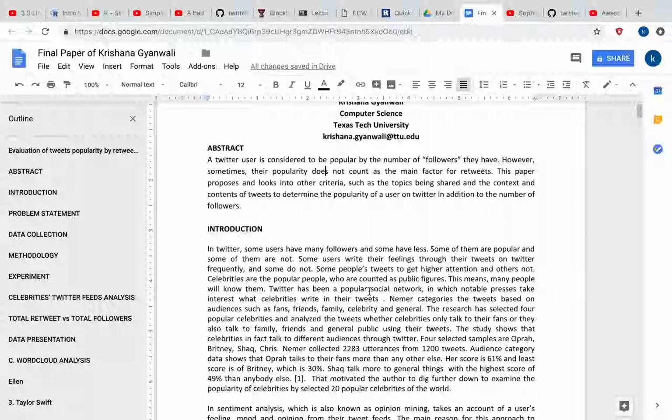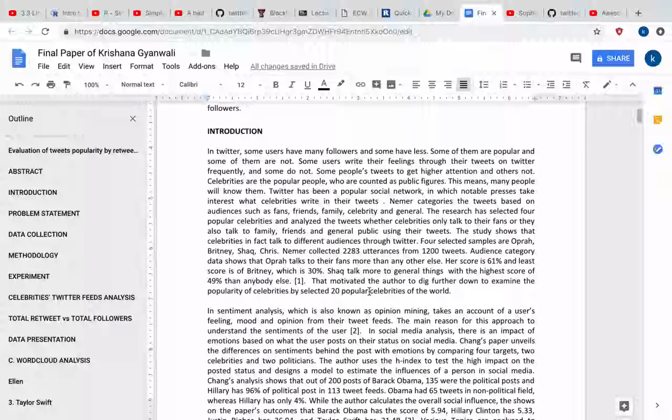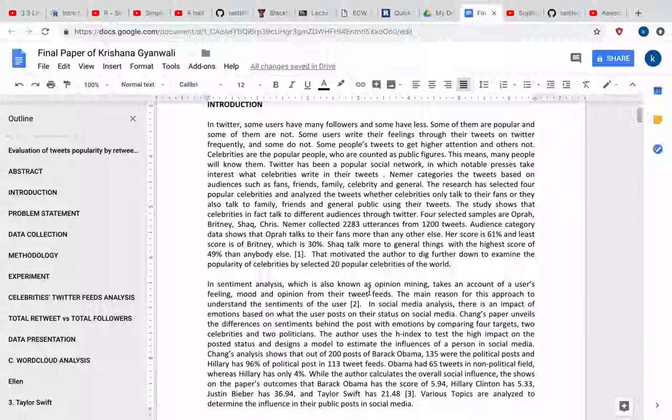So basically what I've done so far, I collected some papers for the literature review, on what previous work has been done. And I found one paper that collected 2383 utterances from 1200 tweets. He only selected, I think, four celebrities, and then compared the fans' score, and how they talk to their fans and friends using Twitter.